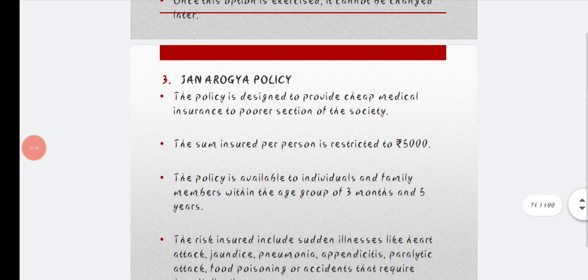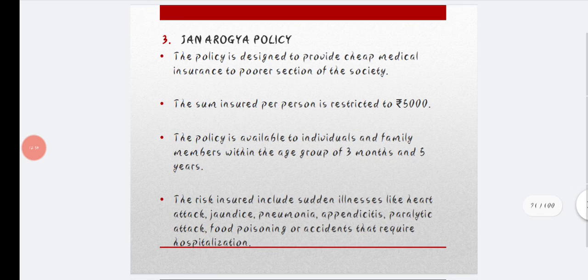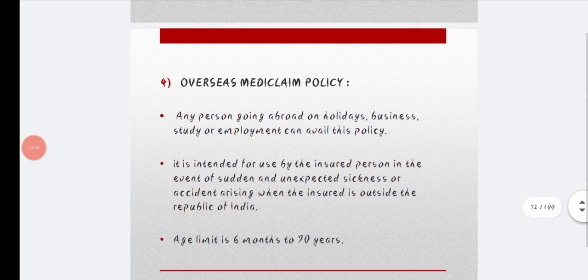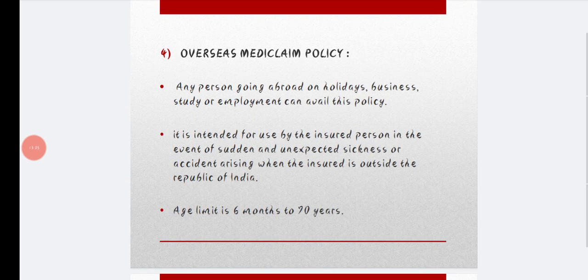Next is Jana Arogya policy. The sum insured is 5,000 rupees only, and the age group is 3 months to 5 years. Overseas Mediclaim policy. This is for the person who is between 6 months to 70 years, and if any person is abroad on holidays, business, study or employment, can avail this policy.